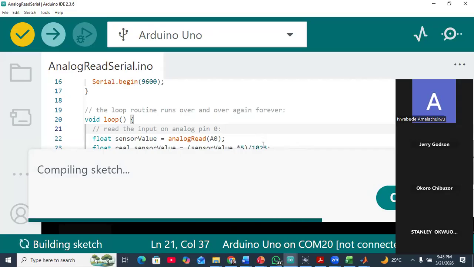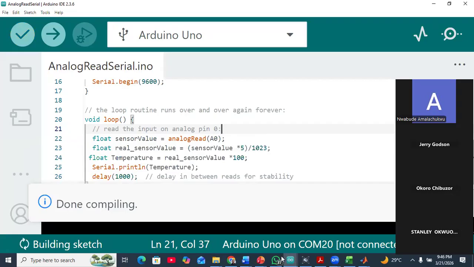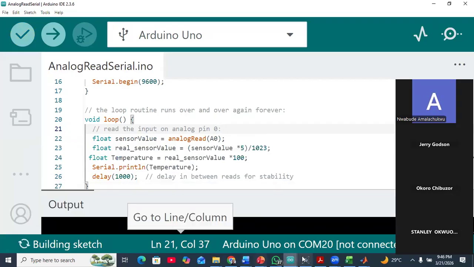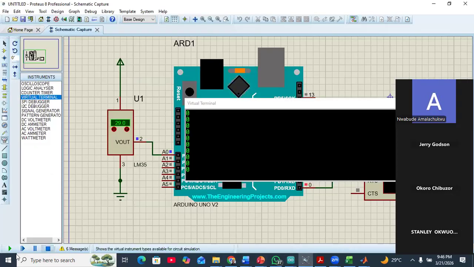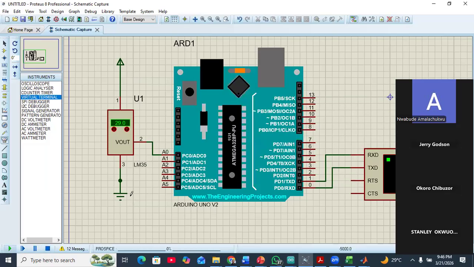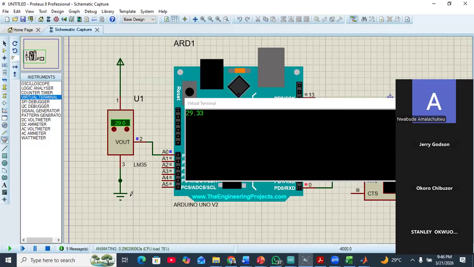Okay. Try again. So that's it. We have been able to instrument this sensor, and it has an error of 0.33. So that's that. This is time for questions.